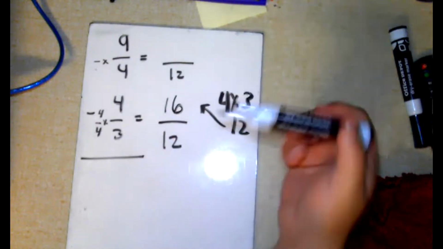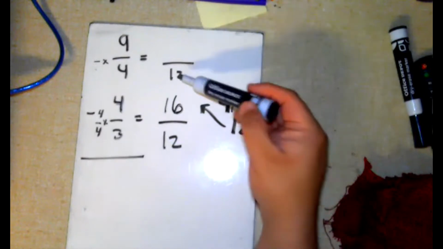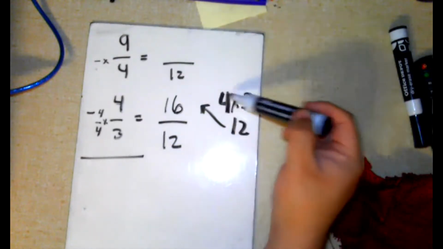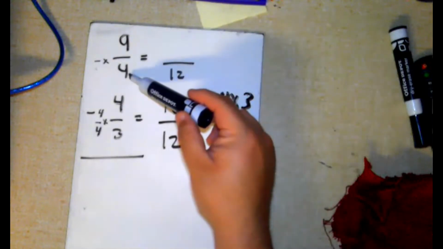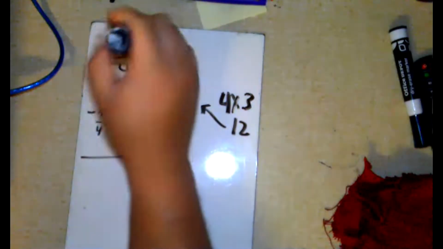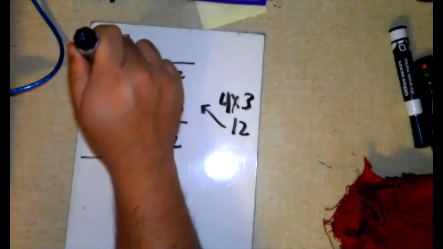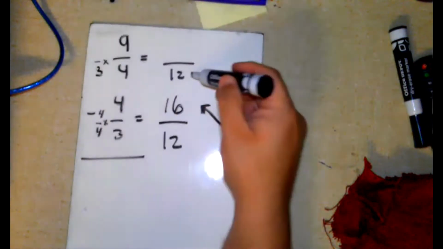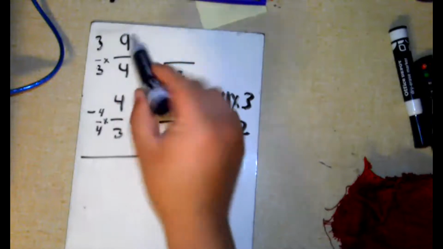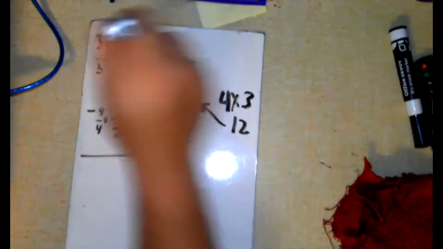Now, I knew already that I was using the denominator of 12, and we were using 4 times 3. So I just looked at the lower denominator. Okay, we'll only use 3. So 3 times 4 equals 12. What I did to the denominator, let's do to the numerator. So 3 times 9 equals 27.